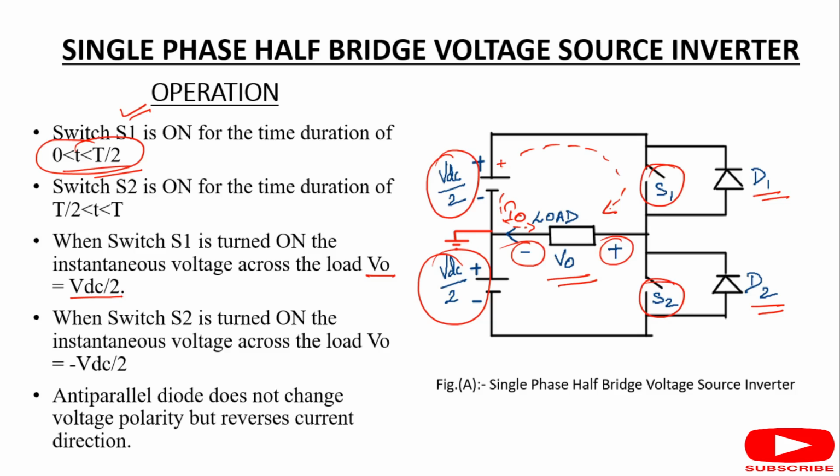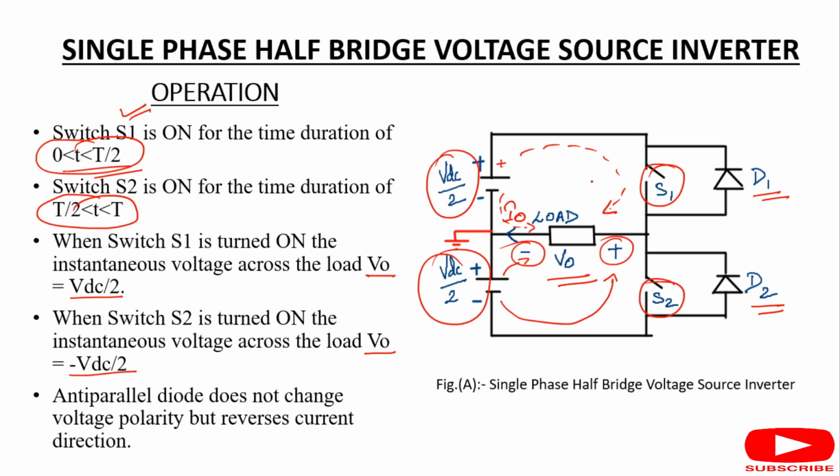But when switch S2 is on for the time duration of T by 2 to T, in this case S2 is on but S1 is off. So the positive terminal of the supply voltage is connected with the negative terminal of the output voltage, and the negative terminal of the supply voltage is connected with the positive terminal of the output voltage. So the polarities of the output voltage and supply voltage are not the same. That is why the output voltage is minus VDC by 2 during the switching operation of S2.